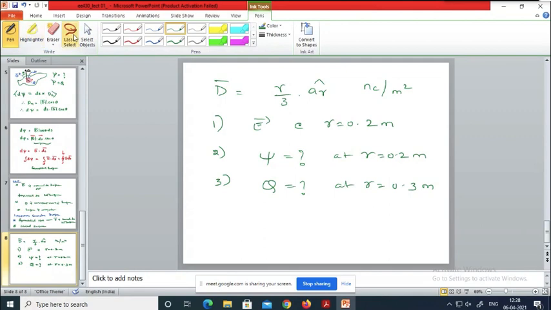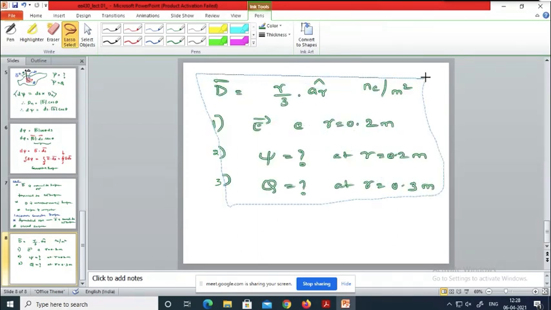So you will have to find the intensity when r is equal to 0.2 meters, the total electric flux leaving the sphere of radius r equal to 0.2 meters, and the total charge of the sphere of radius r equal to 0.3 meters. So let me solve this problem.